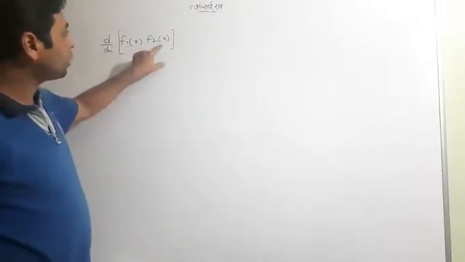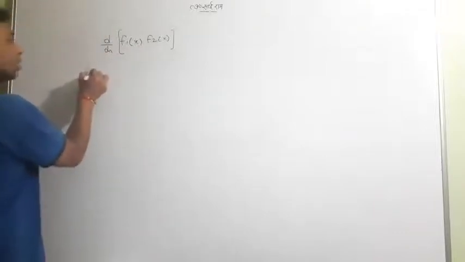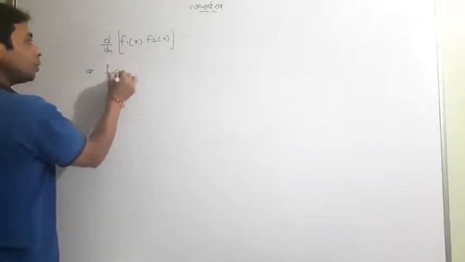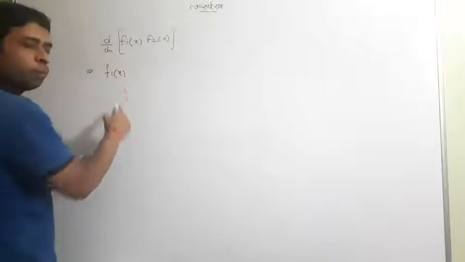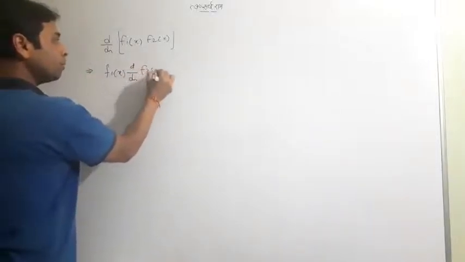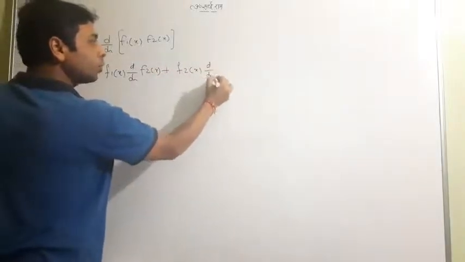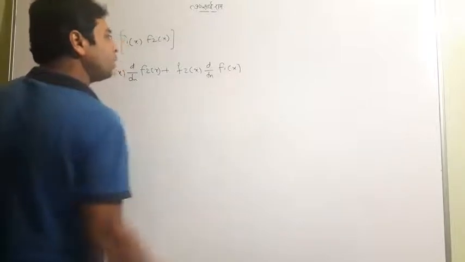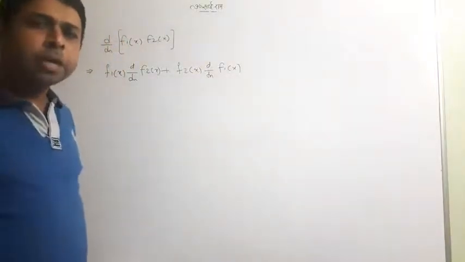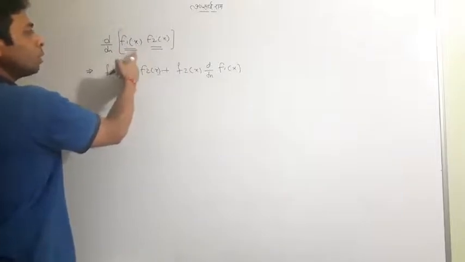When two functions are in multiplication, how do you differentiate? You must remember: first function as it is, differentiation of second function, then plus second function as it is and differentiation of first function. This is a very fundamental formula. It is nothing new. Keep in mind that this is called first, and this is called second.